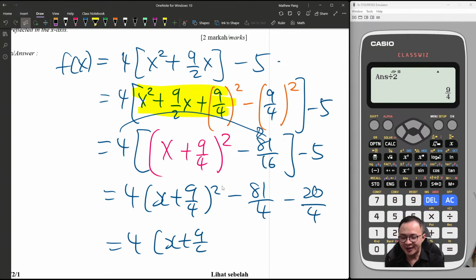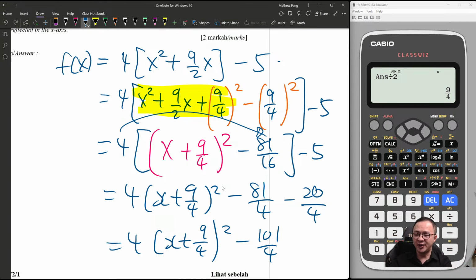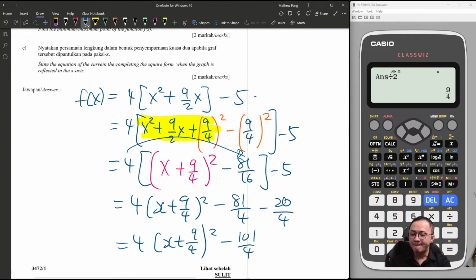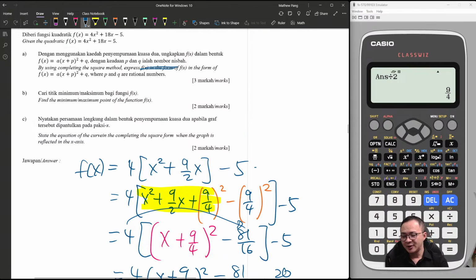Then we do the last step. To ensure we don't make any careless mistake, we'll use the calculator for checking. Okay, we've done the complete the square already. This is the whole process. But A, we're done, and B, they asked us to find the minimum point.